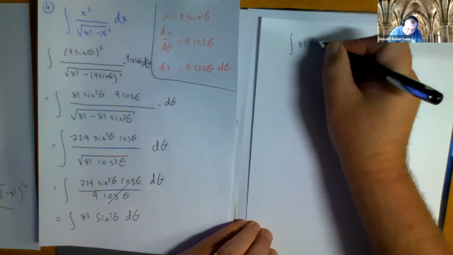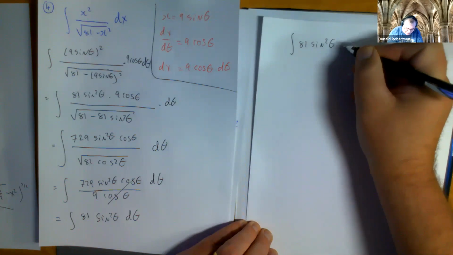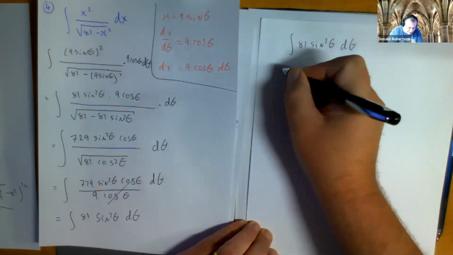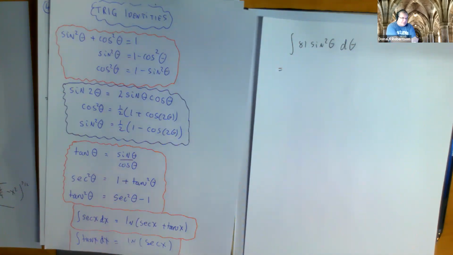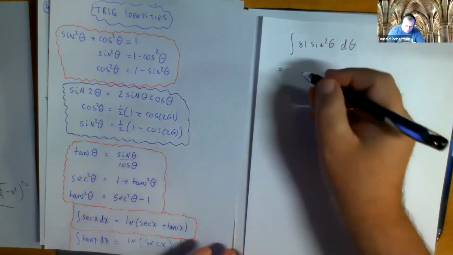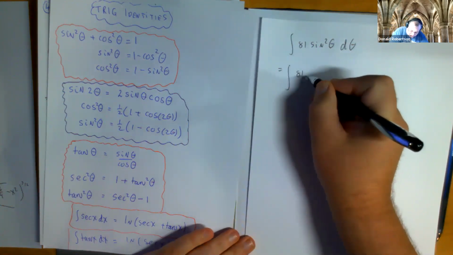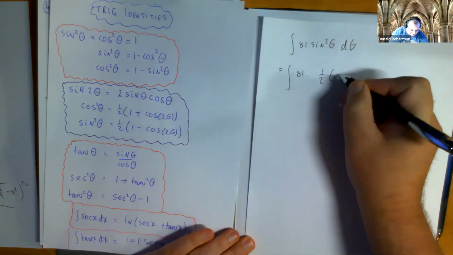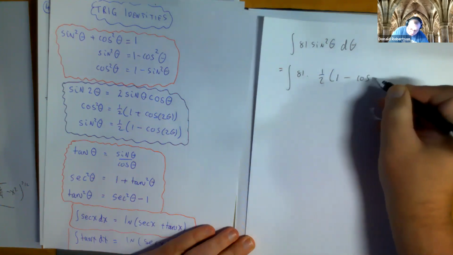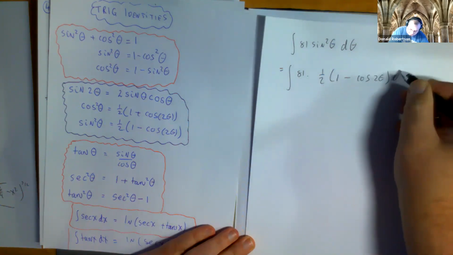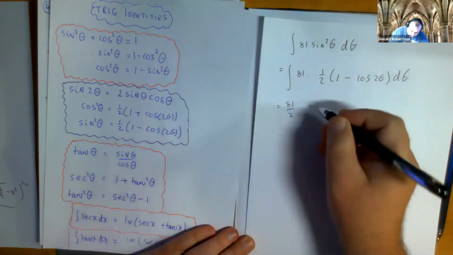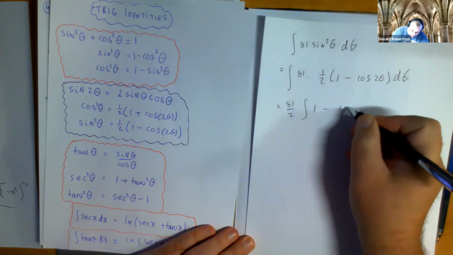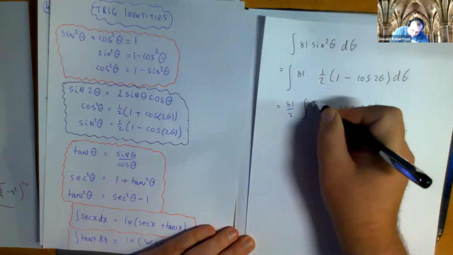Does anybody know something that I can turn sine squared theta into? The half angle identity. Okay, so it's 81 times 1/2, 1 take away the cosine of 2 theta, d theta, which gets me 81 over 2, the integral of 1 take away the cosine of 2 theta.